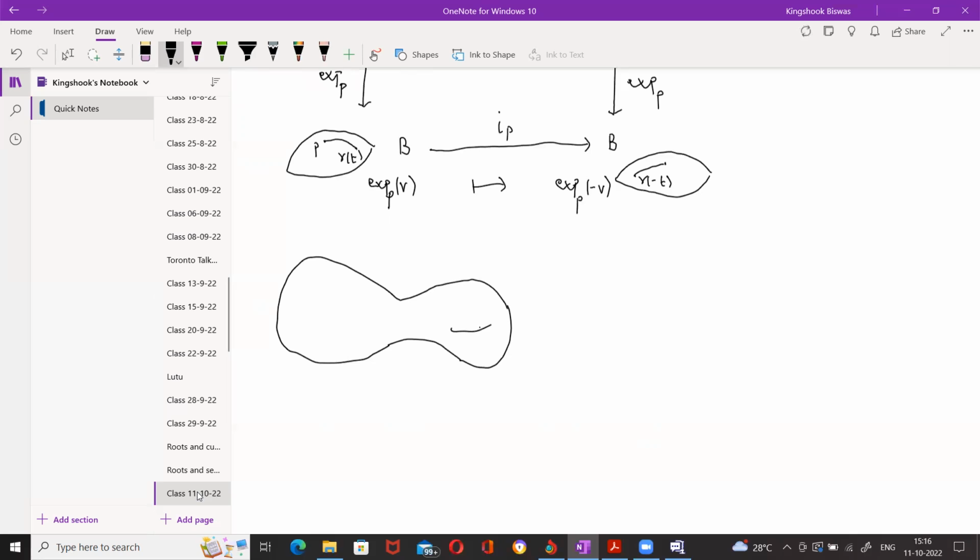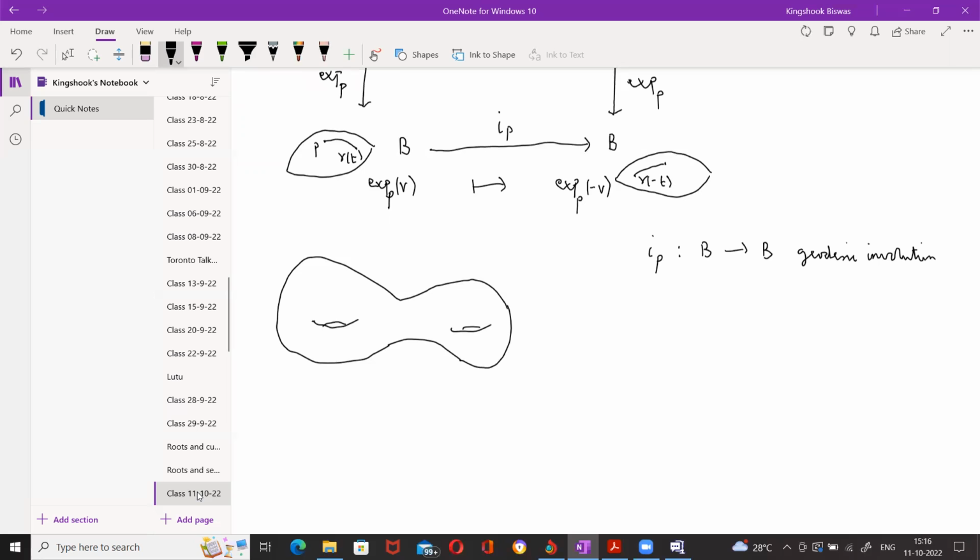So this I sub P from B to B is called the geodesic involution at P, or through P. Now, this need not be an isometry. And also, this need not extend to a diffeomorphism of the whole manifold.